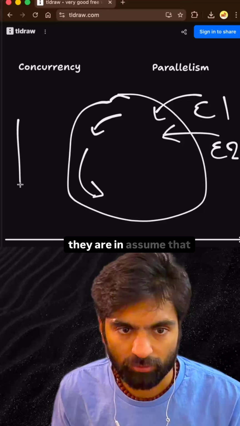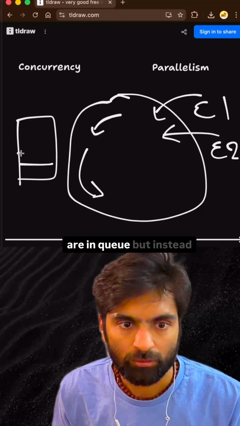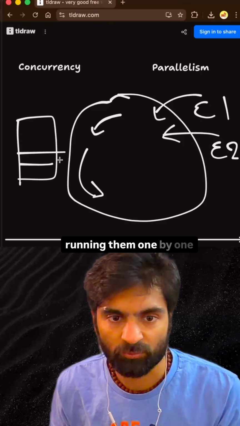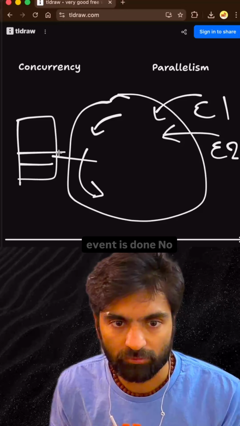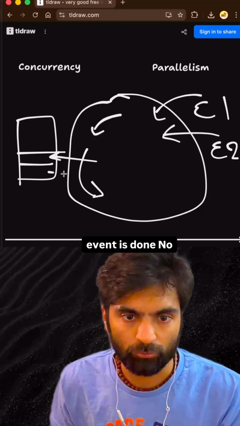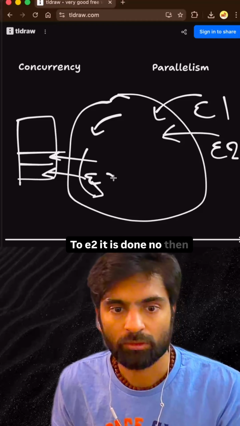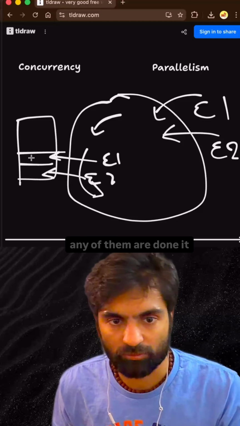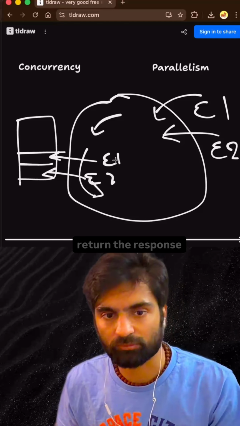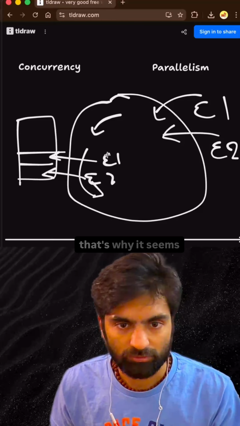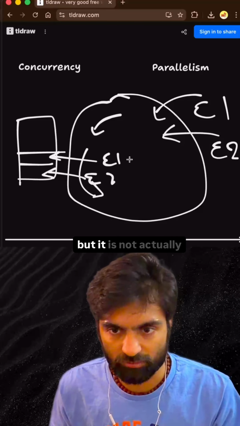Assume that they are in a queue, but instead of running them one by one, the event loop checks whether E1 is done. No, switch to E2. Is E2 done? No, then again switch to E1. As soon as any of them is done, it returns the response. That's why it seems parallel, but it is not actually.